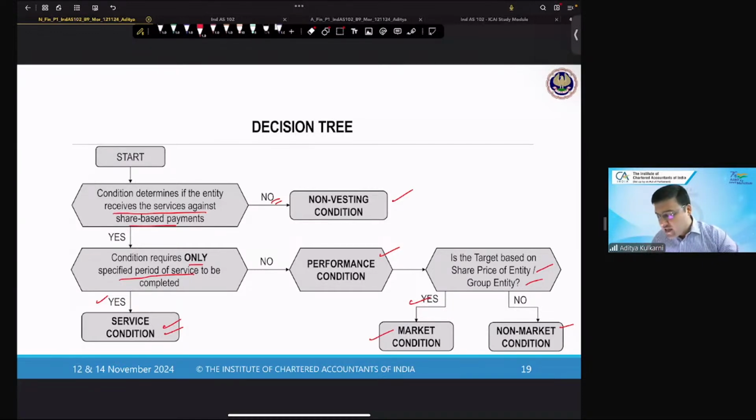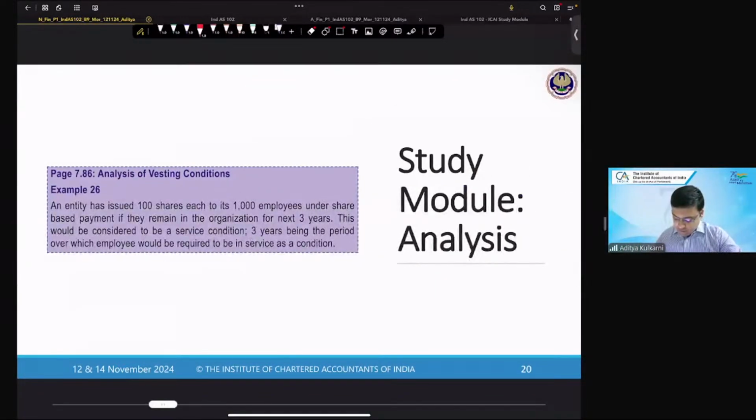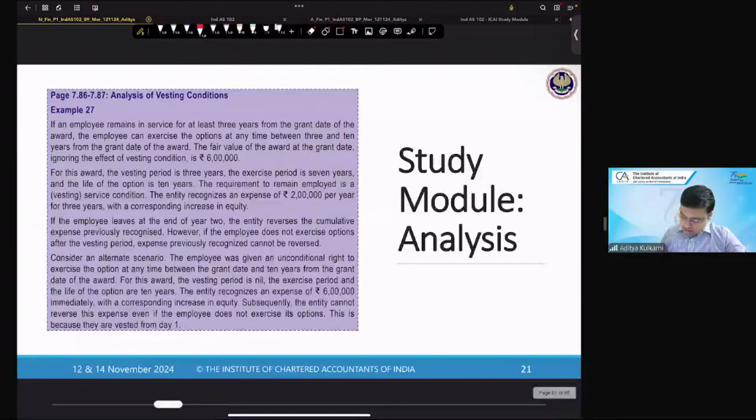So whenever you get a question on share-based payments, which is driven by some of these conditions, the first thing you have to do is identify the nature of the condition. Is it a market-based performance condition, a non-market-based performance condition, or a service condition? This is the first thing that you need to do. I leave this for homework. This also I can leave for homework.